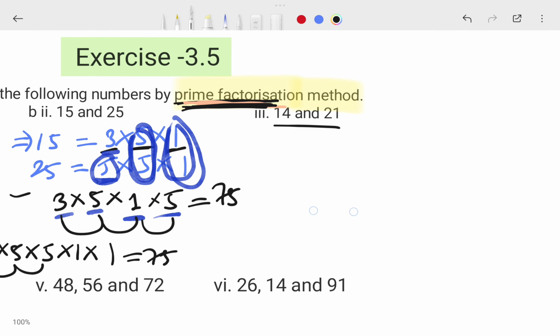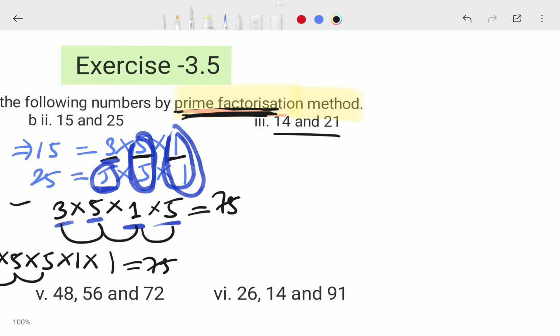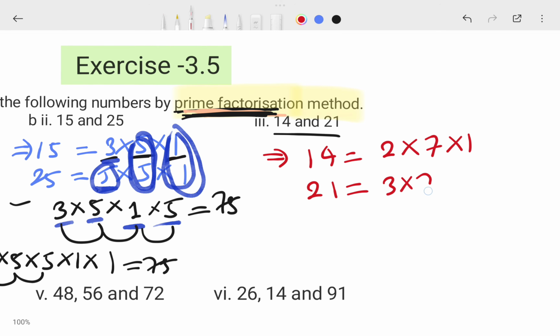So now let's talk about this 14 and 21. Okay, let's do it. Here for the 14, you can do like this, write 14 and write 21. If you take the factors of 14, it is going to be 2 cross 7 cross 1. If you take the factors of 21, then it is going to be 3 cross 7 cross 1. This is the factorization.